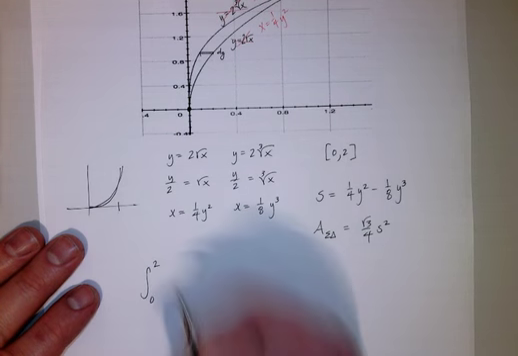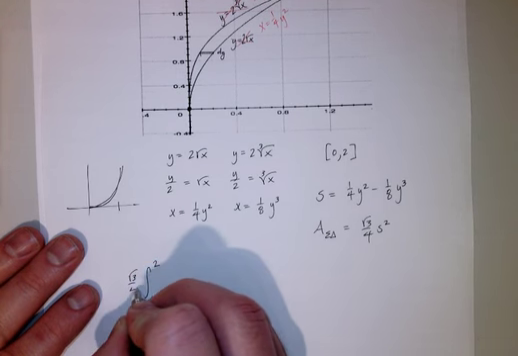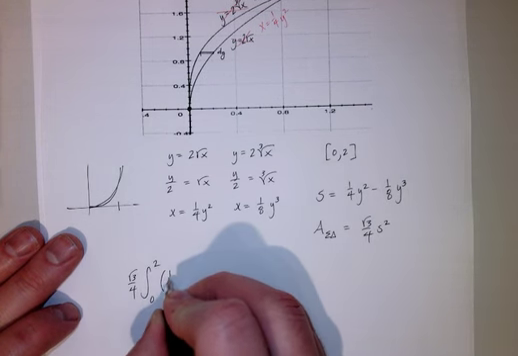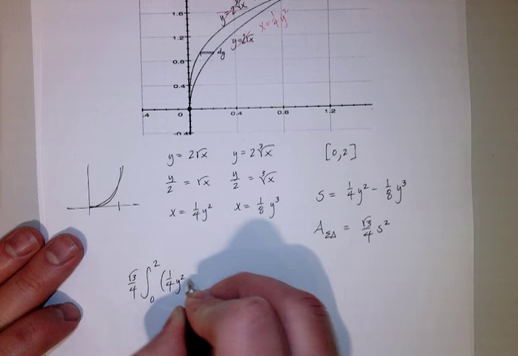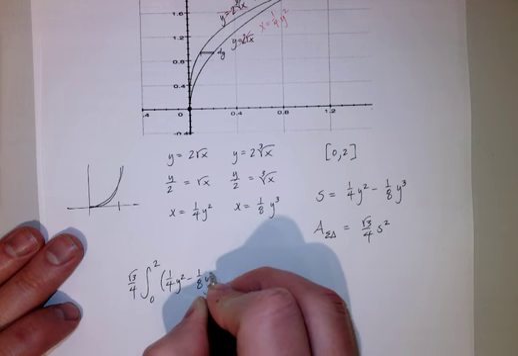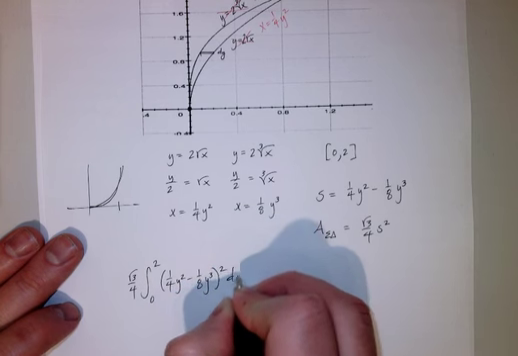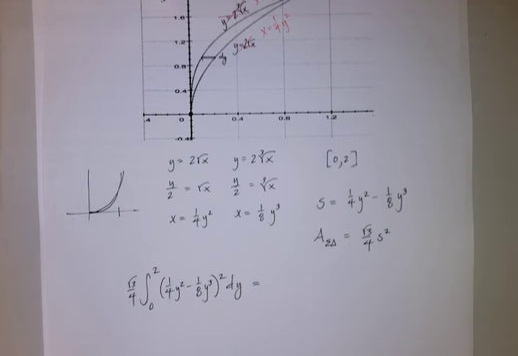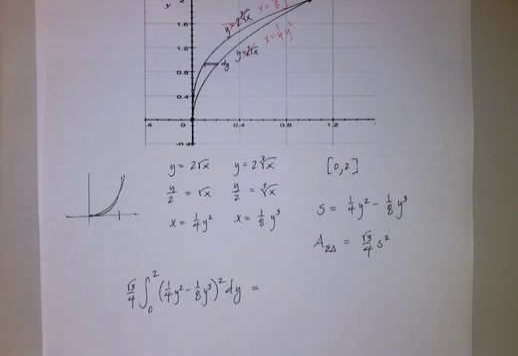I go from 0 to 2, I pop the constant of that area formula out in front, I transform s into its variable equivalent in terms of y, I square it, tack on a dy, and of course I think you know how to push buttons, so I'll trust that you're able to actually plug that in and discern the actual answer.